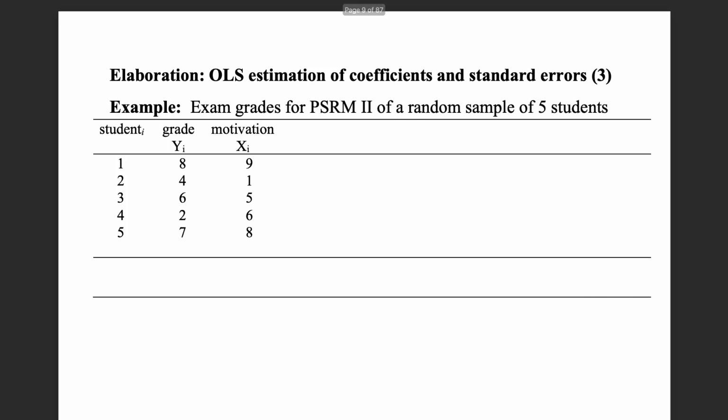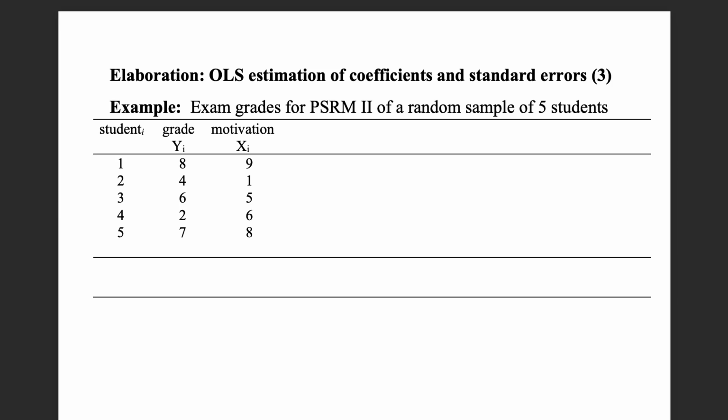So how does it actually work? Well, let's apply it in a concrete example. So here I took, again, a hypothetical random sample of 5 students from the PSRM2 course. Again, I made these numbers up. That's not a real sample, but it's just a hypothetical sample that we can use as a nice example. And it's thankfully a very small sample, so we can still follow the calculations along.